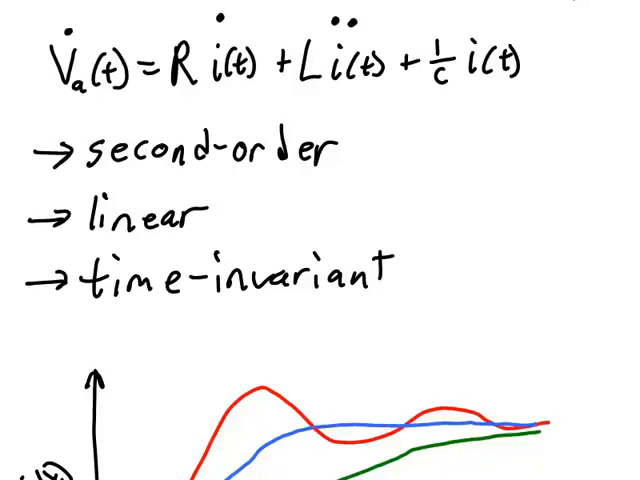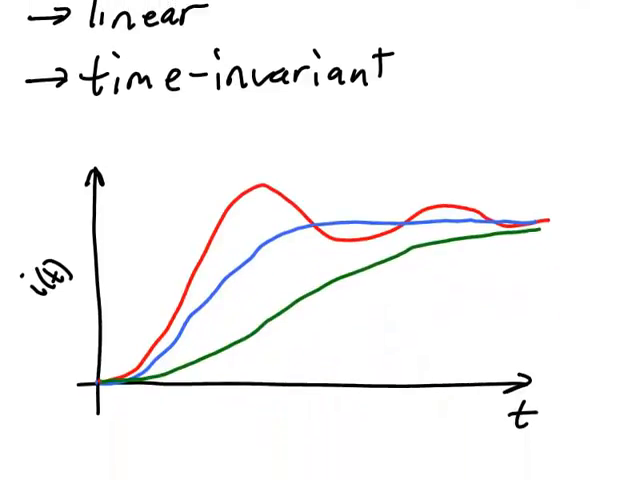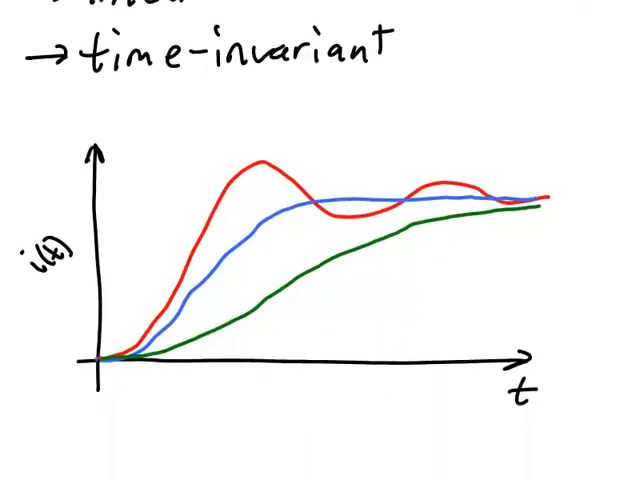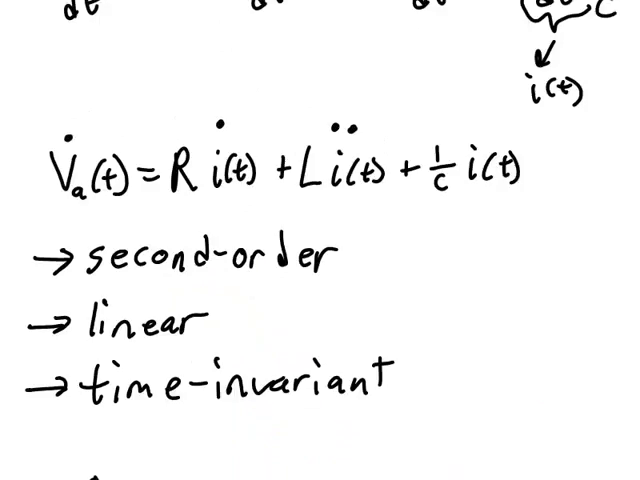Or better yet, can we figure out the properties of the second order system, the natural frequency and the damping ratio, just from the equation? Let's see if we can.